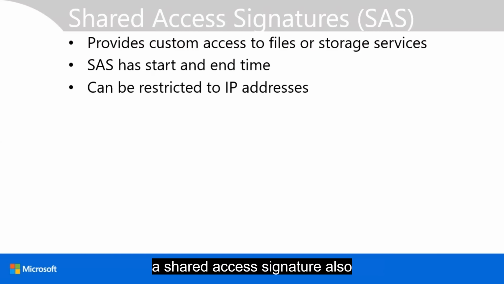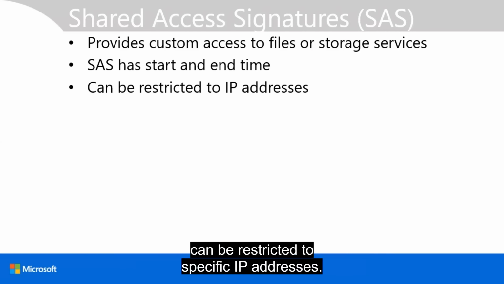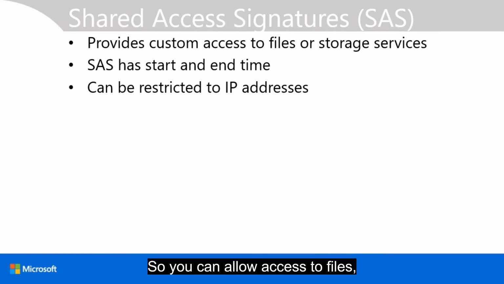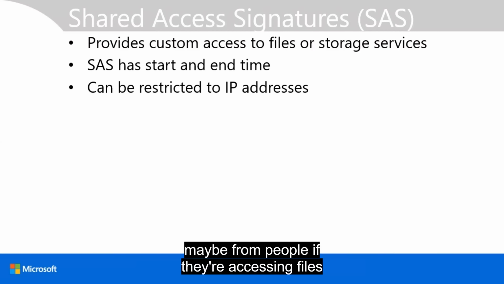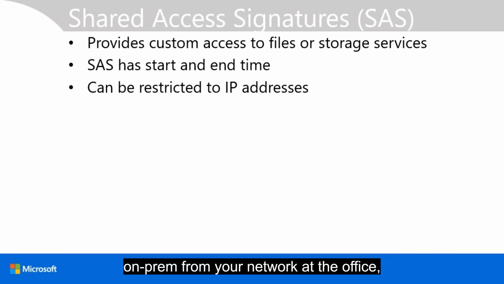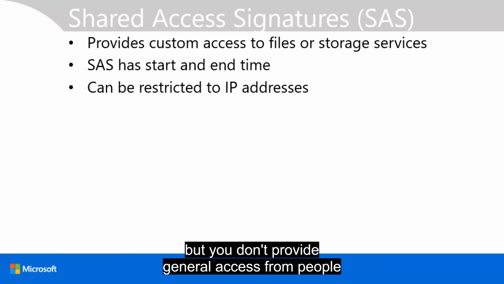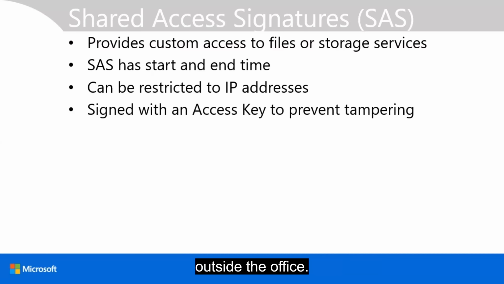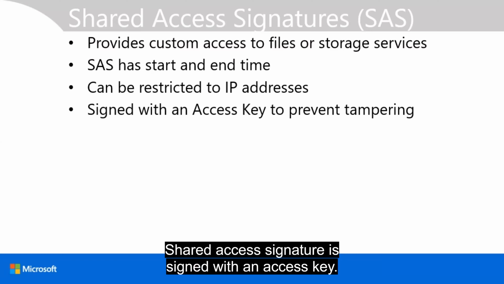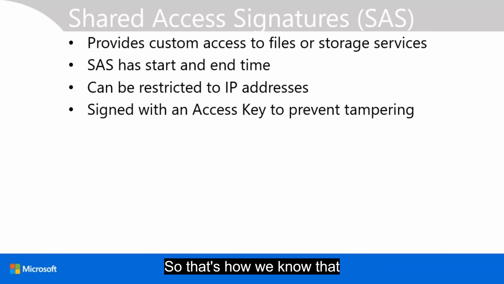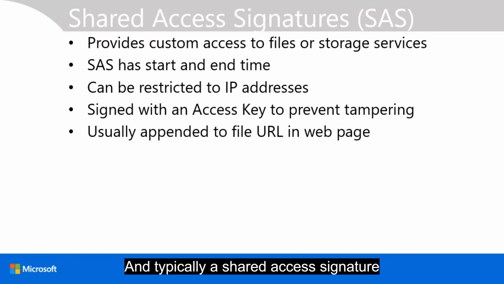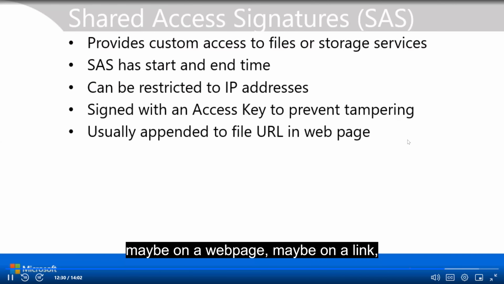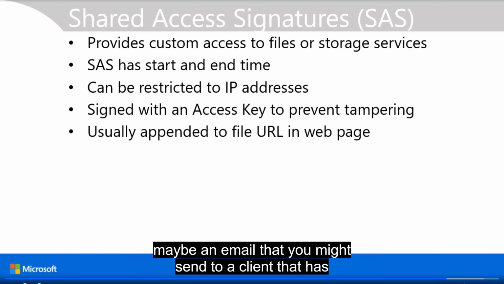A shared access signature also can be restricted to specific IP addresses. So you can allow access to files from people accessing them on-prem from your network at the office, but you don't provide general access from people outside the office. A shared access signature is signed with an access key. So that's how we know that it wasn't modified after it was given to or used by the user. And typically, a shared access signature is just appended to a URL, maybe on a web page, maybe on a link, maybe in an email that you might send to a client that has a web URL in it.